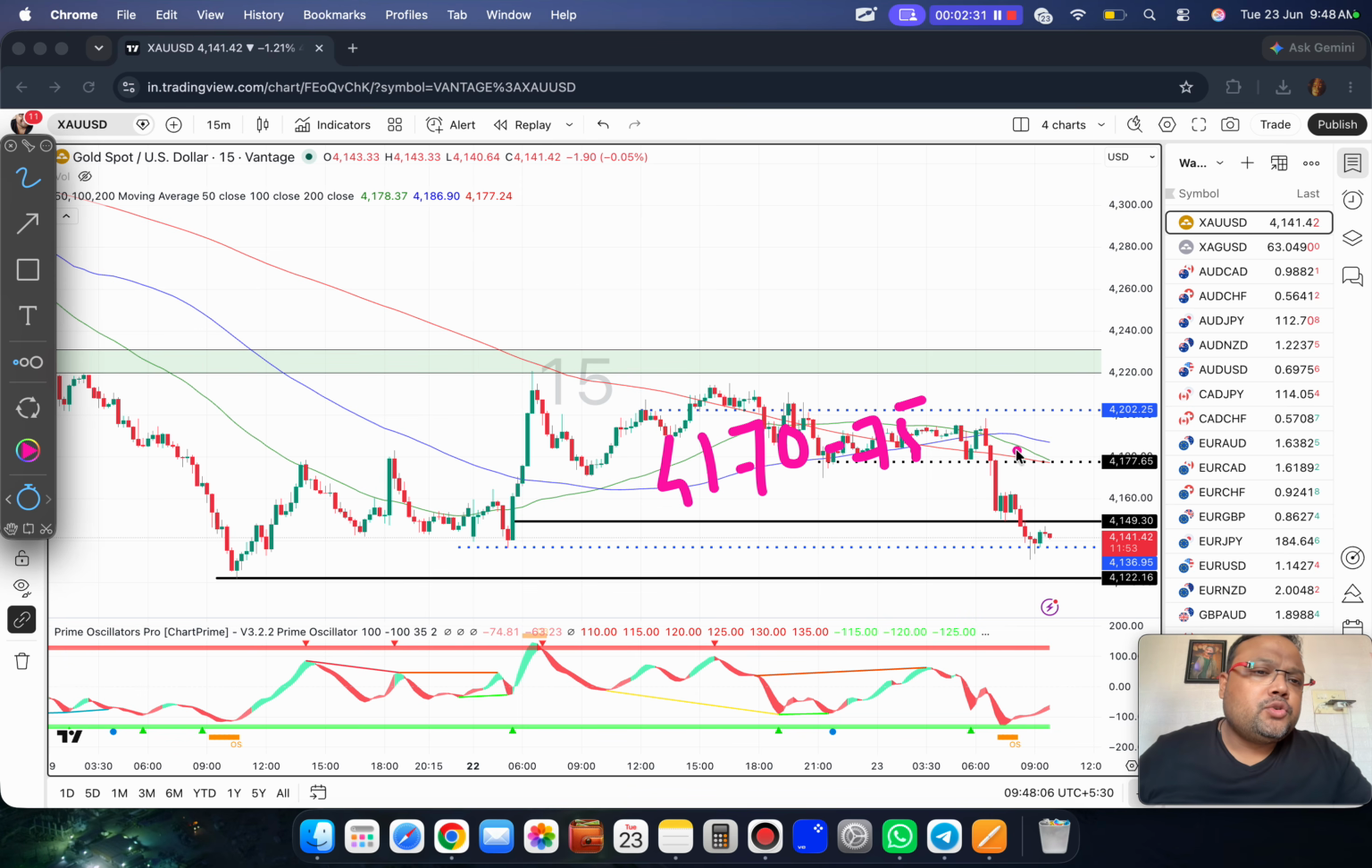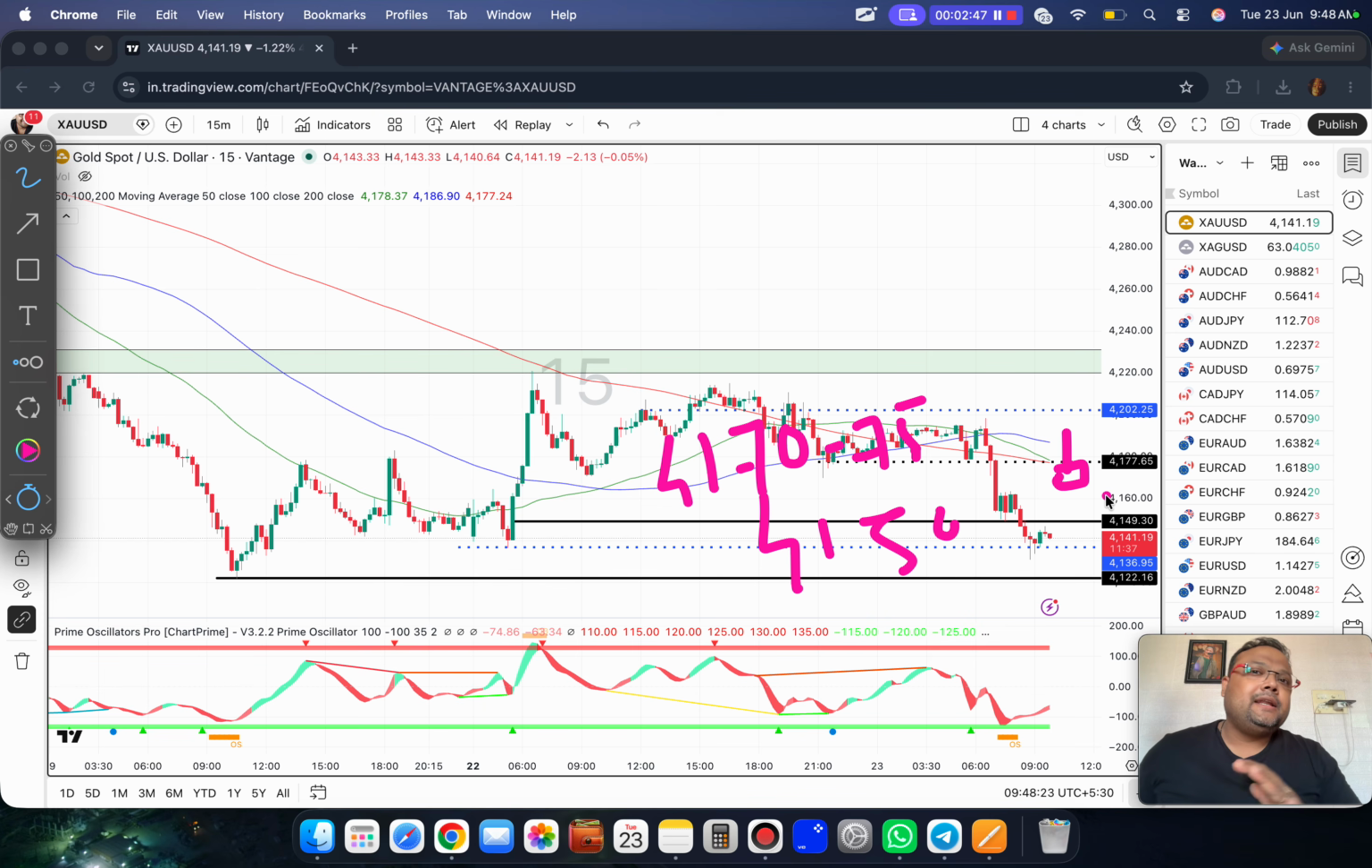If the market shows price rejection from above, we can look for a sell position. Immediate resistance is around 4150. The black line that you see here, my dear friends, this is the immediate resistance, and already we can see the market is showing price rejection from above.